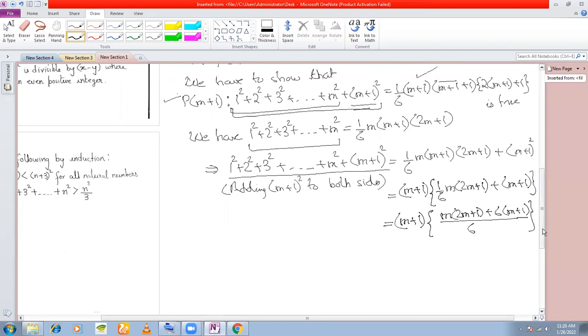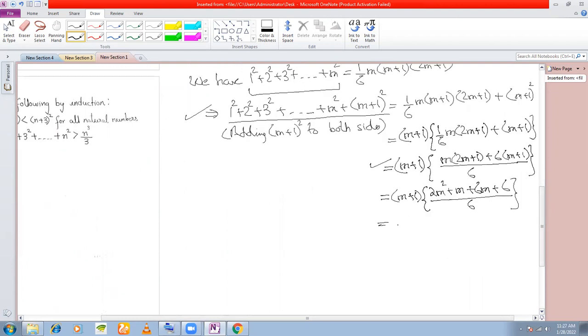Right? What are we trying to show? We are trying to show this. Right? We'll express this as this because we have already got the left hand side part. Only the right hand side part we need to show. We get m plus 1 and you have 2m square plus m plus 6m plus 6 divided by 6. Right? So m plus 1. Let's take 6 out. And what am I left with here? 2m square plus 7m plus 6. Right? So we get m plus 1.